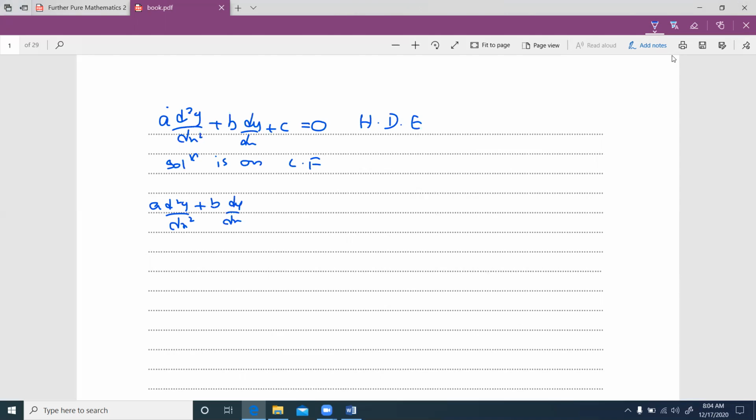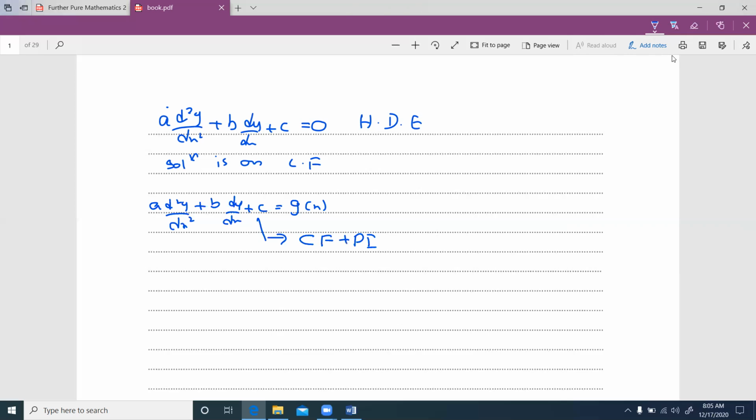If it comes with a d squared y by dx squared plus b dy by dx plus c equal to another function g(x), this is a non-homogeneous differential equation. In this case, the solution becomes the complementary function plus a particular integral. So today our topic is how to find the particular integral for a non-homogeneous differential equation.